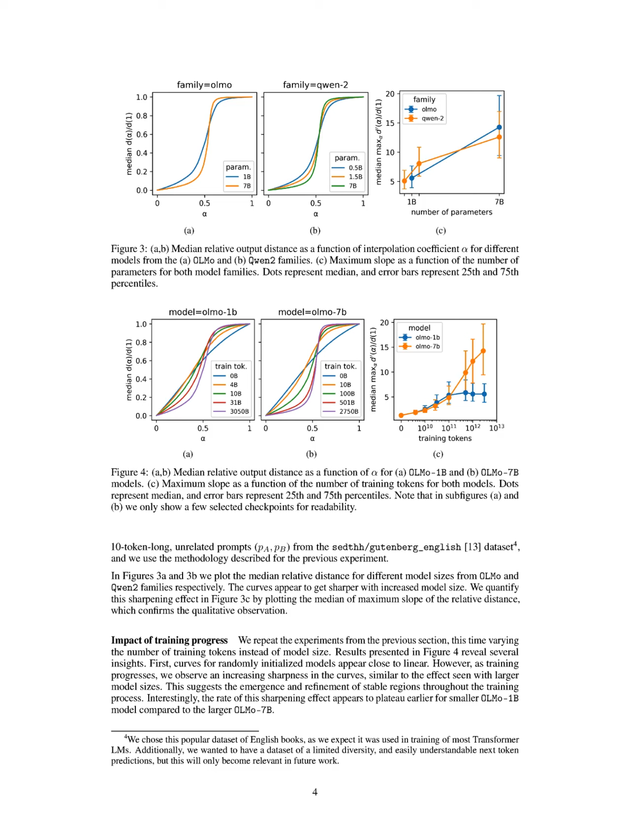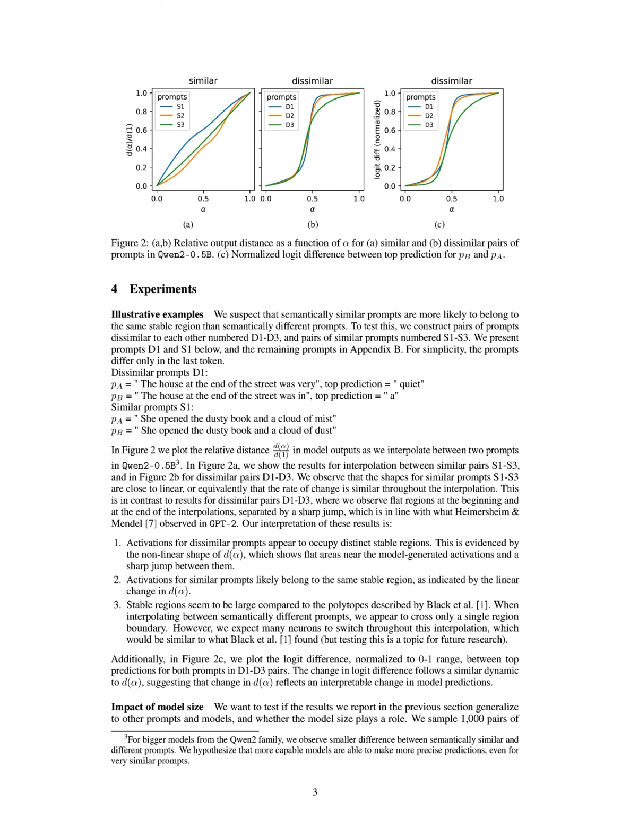We compared the results across varying model sizes and training progress, observing that the curves representing the relative distance became sharper with increased model size and training tokens, indicating the emergence of stable regions. Additionally, we analyzed the shapes of the distance curves for semantically similar and dissimilar prompts, confirming that similar prompts exhibited linear changes while dissimilar prompts showed nonlinear behavior, further validating our hypothesis about stable regions.